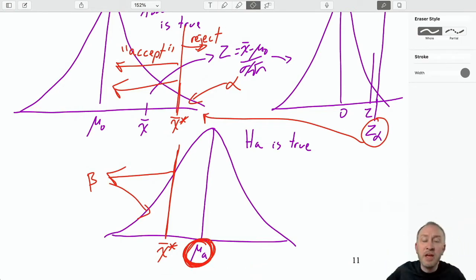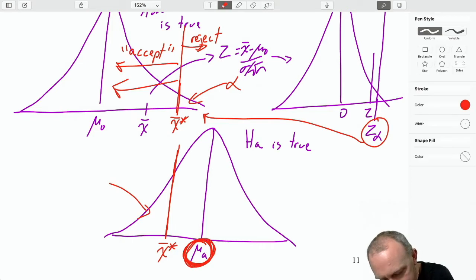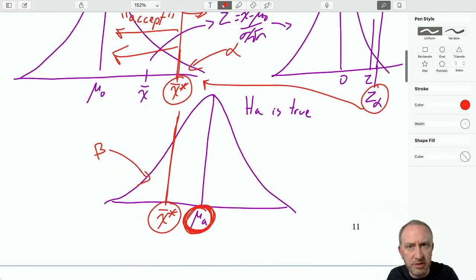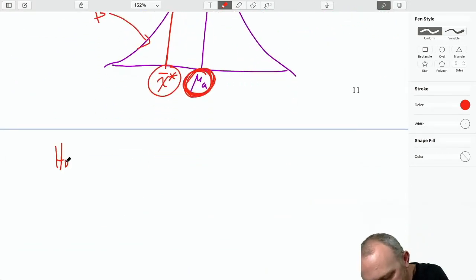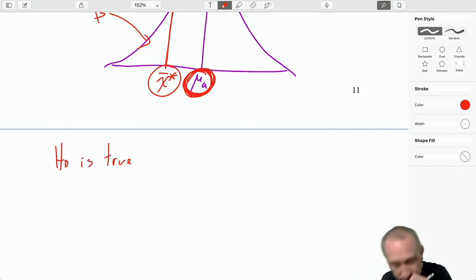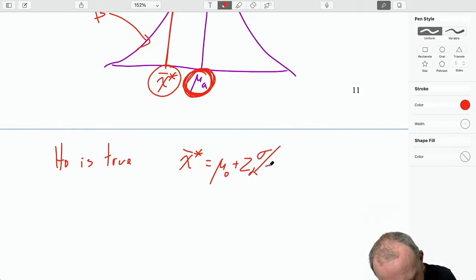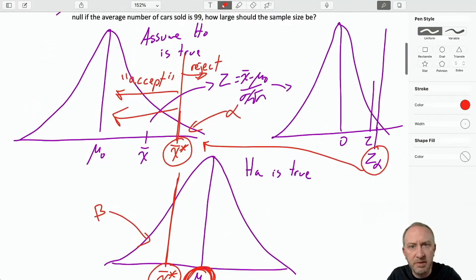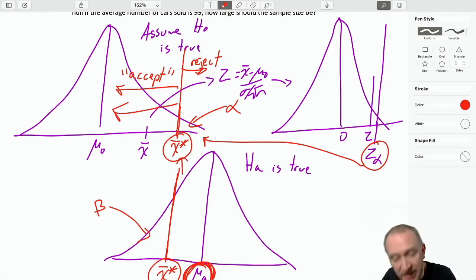So what's the probability that I draw a sample from this distribution, when the alternative is true, that is actually going to lead me to accept the false null? For this exercise, what I can see is that this value is exactly the same in both of those distributions. So if I look where H0 is true, well, I can see that X bar star is equal to the hypothesized value plus some critical value and that standard error, right? That would describe this space here.